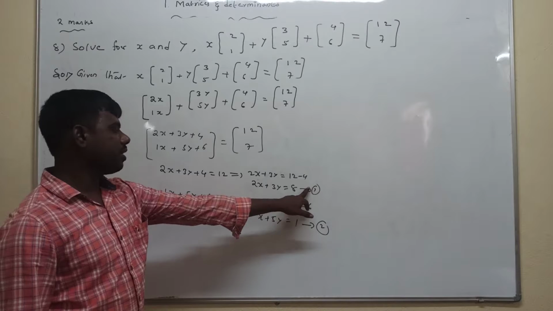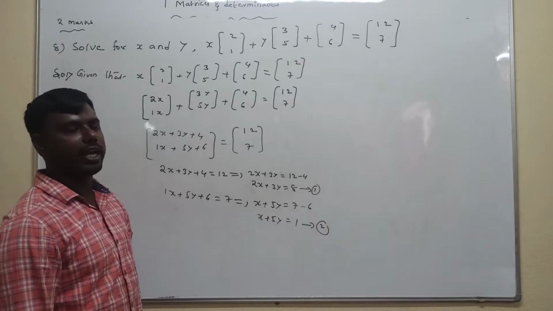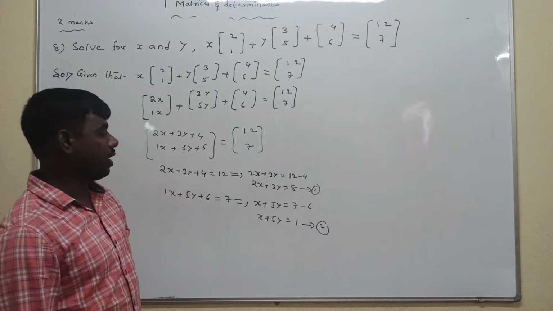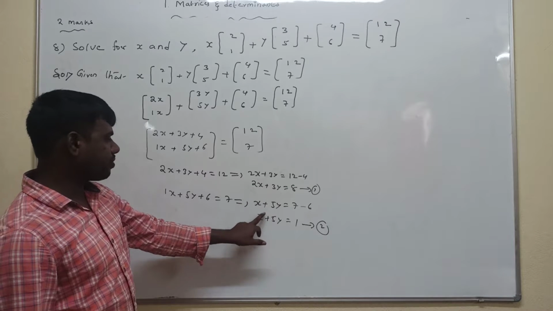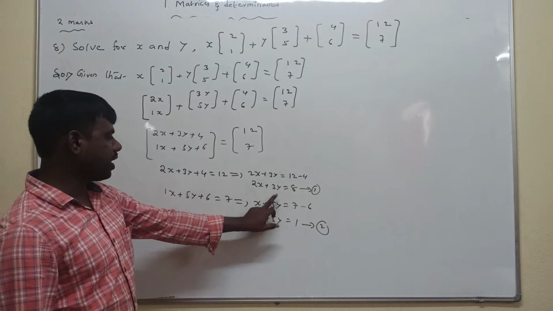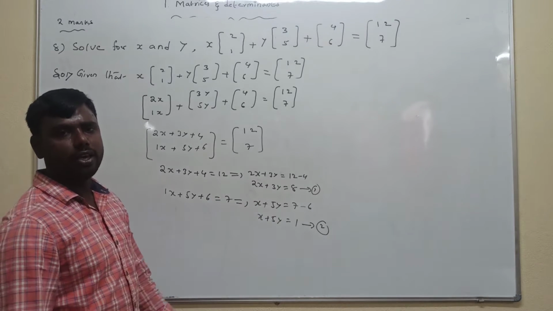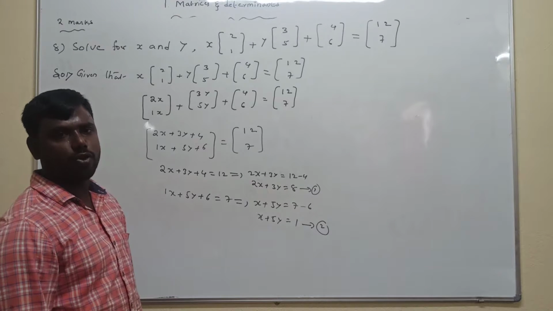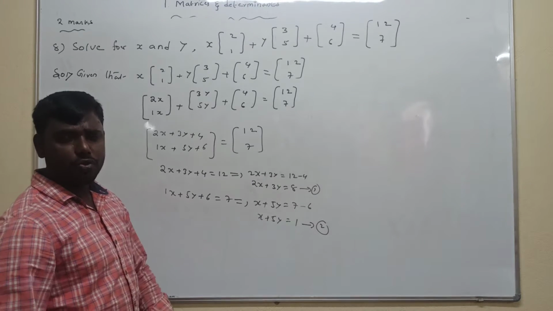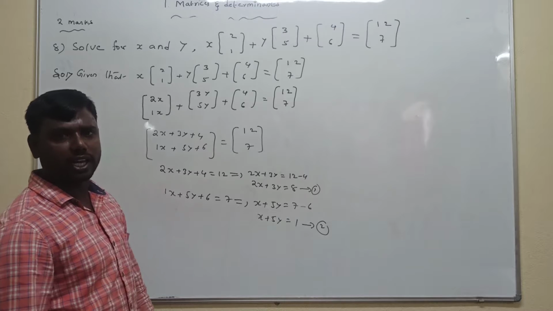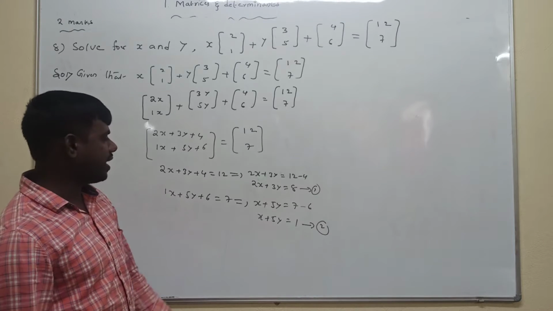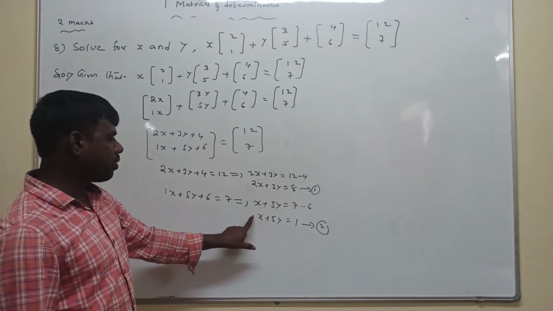By solving equation number 1 and 2, we get the x and y values. Observe here, both x coefficients are different, and the y coefficients are also different. That's why the x and y coefficients do not cancel. So you can equate any one of the coefficients, in x or y, to make them equal. Here the x coefficient is 2, and here the x coefficient is only 1.